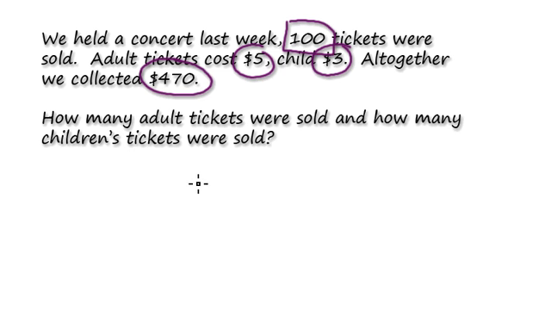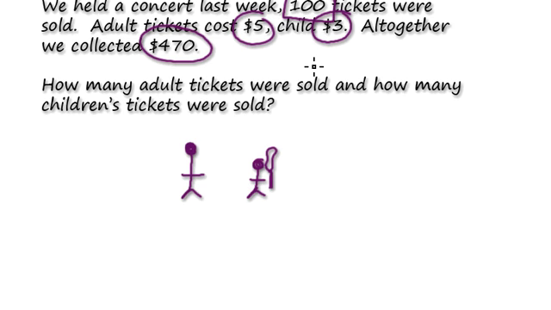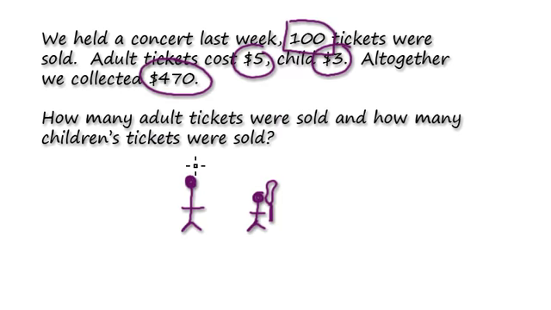Maybe you might draw some pictures. So let's see. An adult. I don't know. You just got to reread it, and just try and play around with it. So here, an adult. Let's say a child here, holding a balloon or something. Now we held a concert last week. 100 tickets were sold. So you could say this. Hang on. So this here is an adult, a child here.